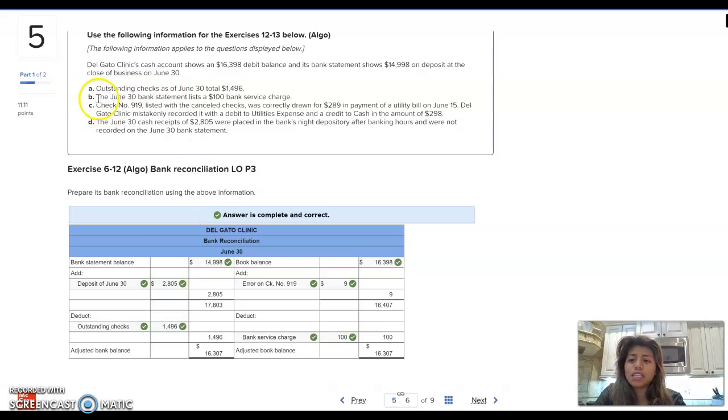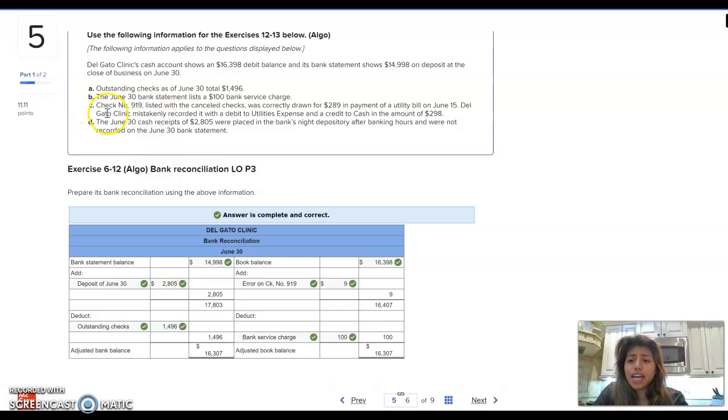The next one says the June 30th bank statement lists a $100 bank service charge, and that will go right here on the book balance because the bank has already recorded it, but in the book balance it was not recorded, so it has to be there as well.